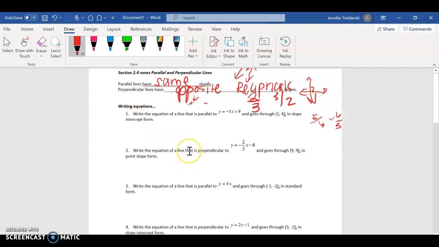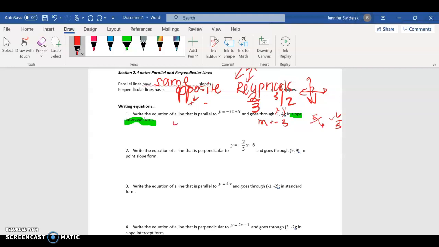Okay, so number 1 says write the equation of a line that is parallel to y equals -3x plus 9 and goes through 1, 4 in slope intercept form. Well, we know slope intercept form is y equals mx plus b. So to do that, we have to plug in. We know my slope is going to be the same because they are parallel, which means they have the same slope. So my slope is going to be -3. I need to go ahead and plug in my x and y to solve for my b, to figure out where it's going to start on the y-axis.